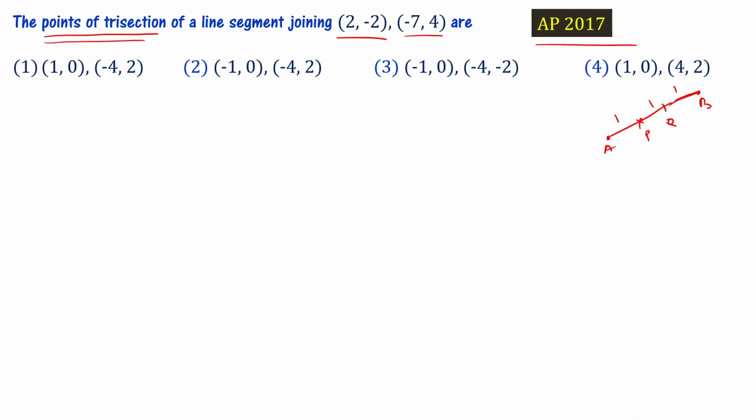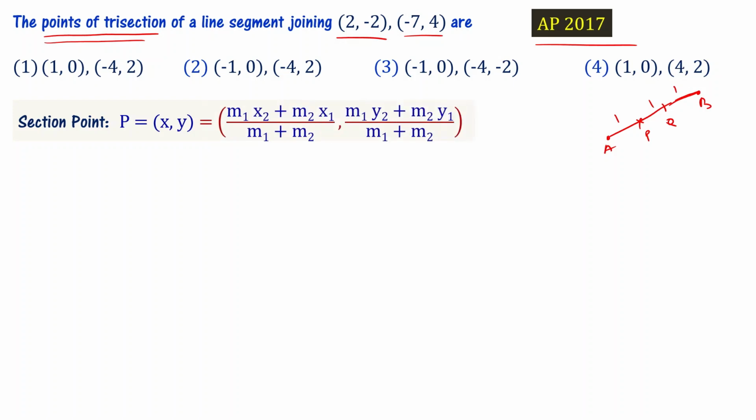ఓకే, ఈ ప్రాబ్లమ్ని మనం సెక్షన్ పాయింట్ ఫార్ములా యూస్ చేసి సాల్వ్ చేయొచ్చు. సెక్షన్ పాయింట్ ఫార్ములా ఏమని చెప్తుంది? (x, y) ఈక్వల్ టు ((m1 x2 ప్లస్ m2 x1) డివైడెడ్ బై (m1 ప్లస్ m2), (m1 y2 ప్లస్ m2 y1) డివైడెడ్ బై (m1 ప్లస్ m2)). ఓకే, సెక్షన్ పాయింట్ ఫార్ములా వాడాలంటే ఓన్లీ వీ హ్యావ్ టు యూజ్ 2 points A and B and one more point, that is the point dividing the line segment into 2 parts.